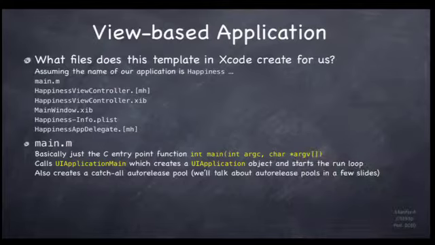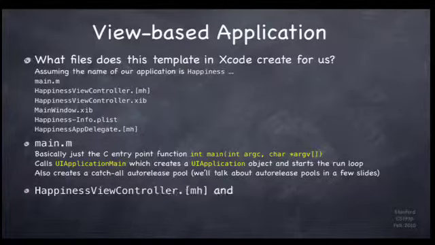So what are these files? Main.m, really simple. It's just that standard C entry point of int main, int argc, char star argv, right? That's all C programs. That's their entry point. Unix C programs enter there. If you go look at that file, which you're welcome to do, you'll see it really just creates this autorelease pool thing, which I'm going to talk about in a few slides. And then it calls this function UIApplicationMain, which starts up your whole application.